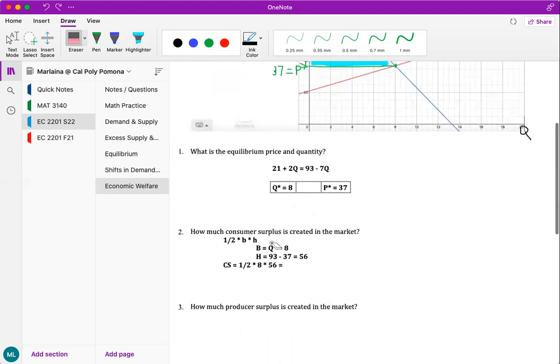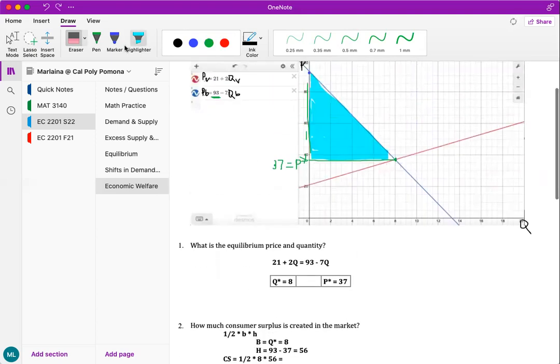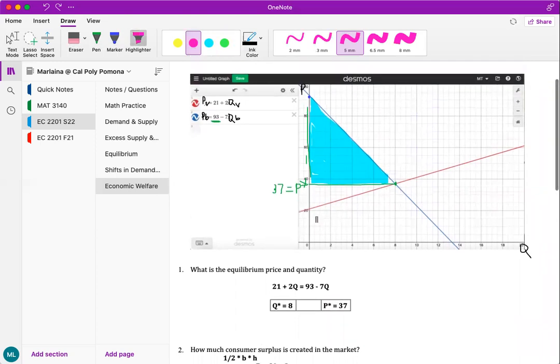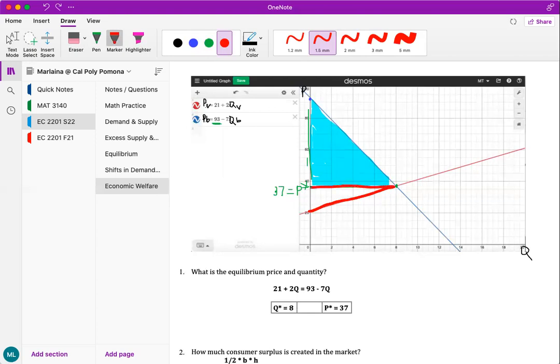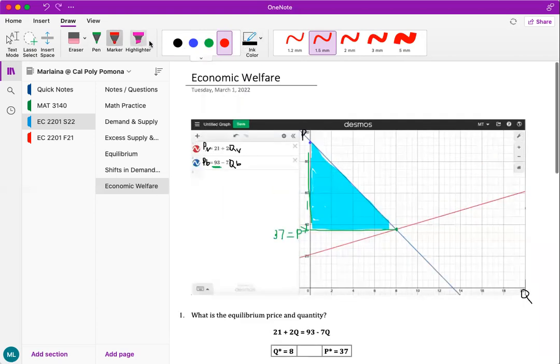So now we have our consumer surplus. The next thing we're going to look at is our producer surplus in the market. And this is going to be another triangle. For this, we're going to be looking at our supply. So our supply curve, we're going to go right along our supply curve up until the equilibrium point, and then we're going to go across the price and down, and that's going to give us that little triangle there.